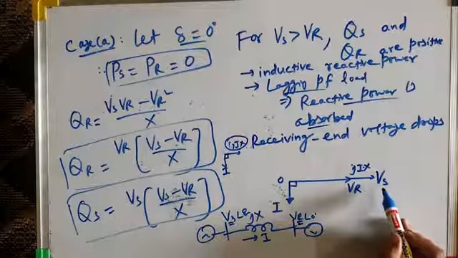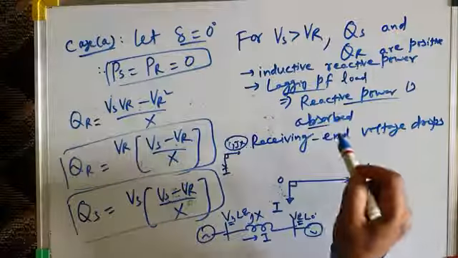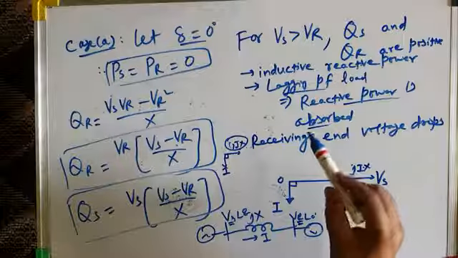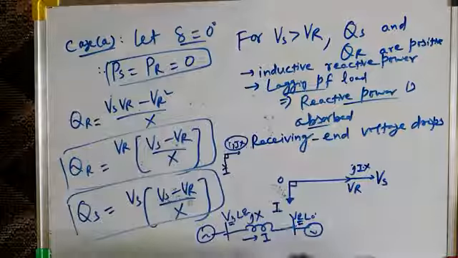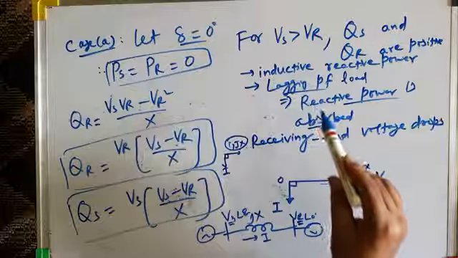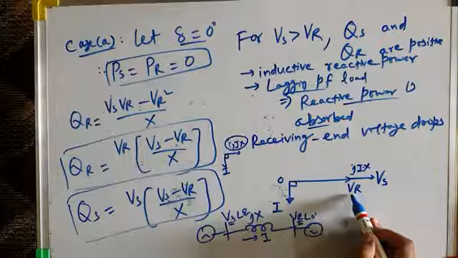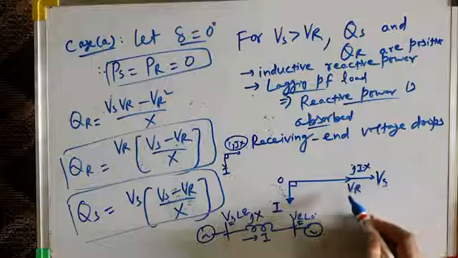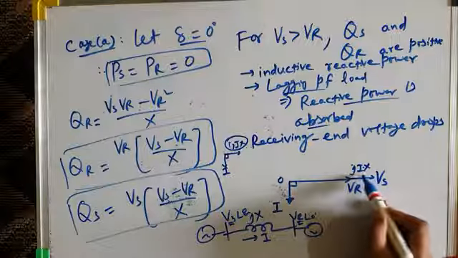Okay, so therefore you can very clearly see that sending end voltage for positive reactive power, when positive reactive power is flowing over the line, that means when the load demands a lagging power factor, the sending end voltage will be greater than the receiving end voltage, or in other words, the receiving end voltage will be less than the sending end voltage. In fact, receiving end voltage will be sending end voltage minus this reactive voltage drop.